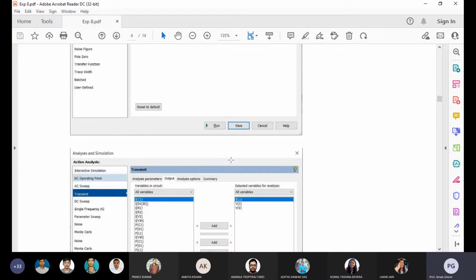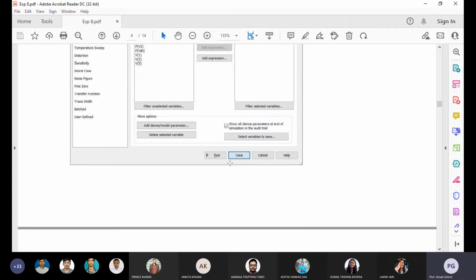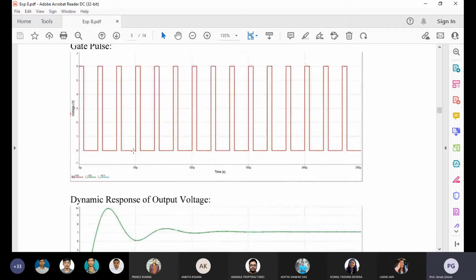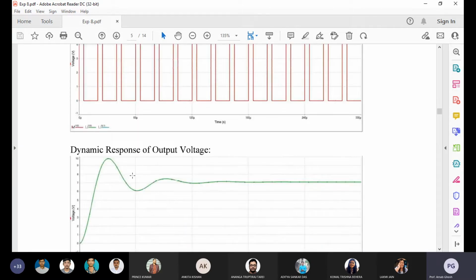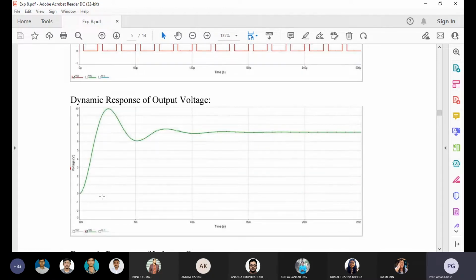We can see the waveforms of the gate pulse. Our main target is to find out the dynamic response, so we need to see how the transient response looks like. Here we can see the transient response. Initially it looks like an under damped type of system, oscillatory, then it is settling. So it is an under damped type of response. I hope you are able to see the nature of the response.